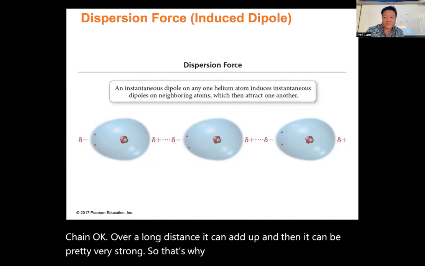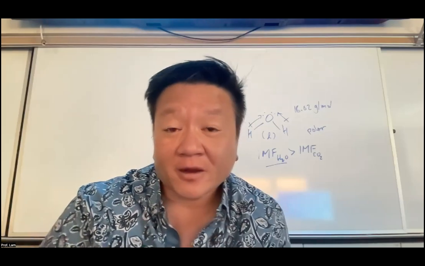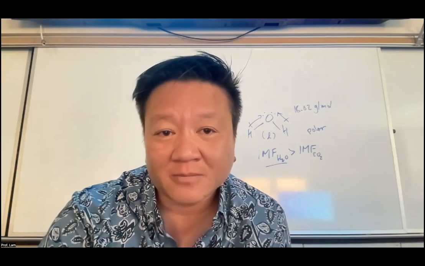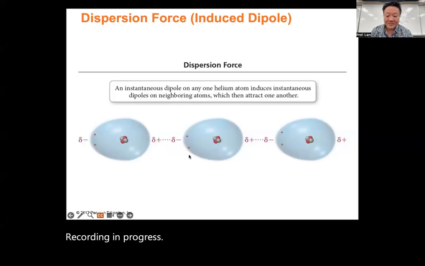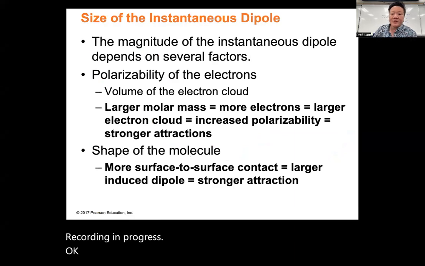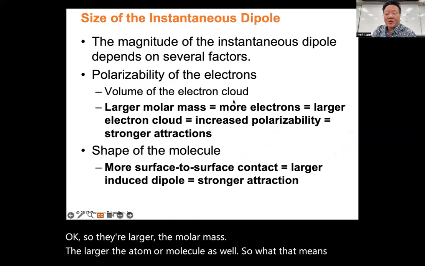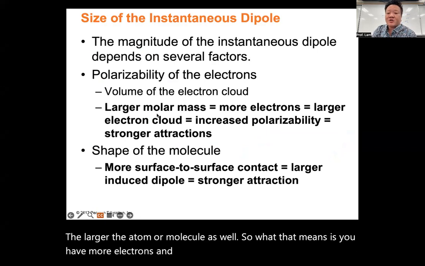So that's why when you're comparing forces, you have to compare the similar molar masses, right? Because the larger the molar mass, the larger the dispersion force, right? So to be fair, you have to compare molecules of similar molar masses. Okay, so the larger the molar mass, the larger the atom or molecule as well. So what that means is you have more electrons and you're going to have a larger electron cloud.